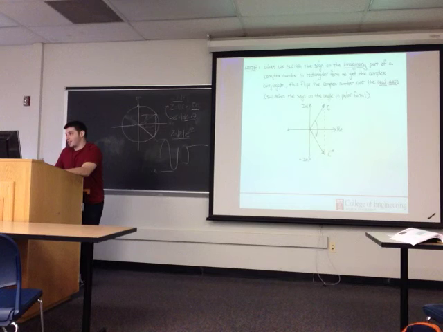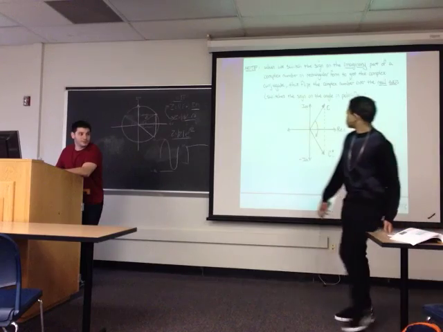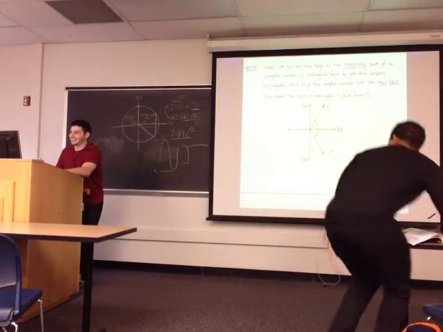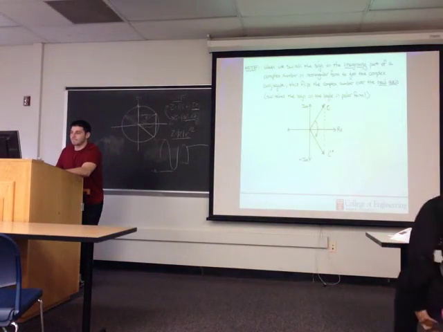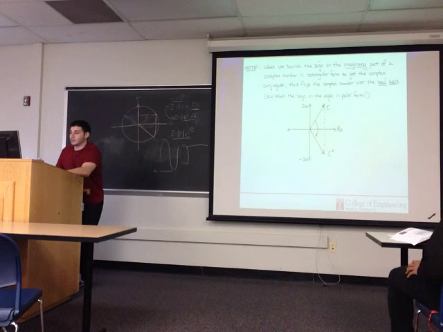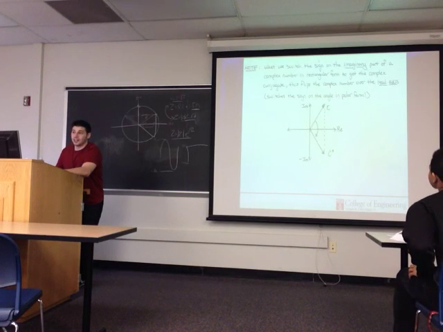So when we switch the sign of the imaginary part of the complex number in the rectangular form to get the complex conjugate, this flips the complex number over the real axis, which is what I showed you guys there. And that's all I got for you.